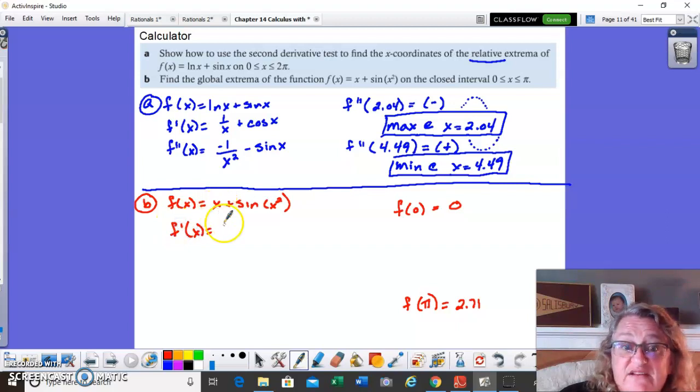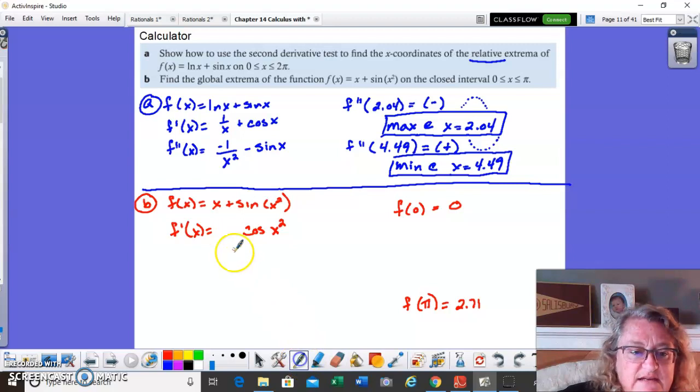Well, the first derivative of x is just 1. And the first derivative of sine is cosine, but this thing is the chain rule, so I'm going to put an x squared here, but I need the derivative of that, x squared. So the derivative of x squared is 2x, so it's actually 2x times the cosine of x squared. So there's my first derivative. That's the function I like to graph and find the x-intercepts. So I've got 1 plus 2x cosine x squared.